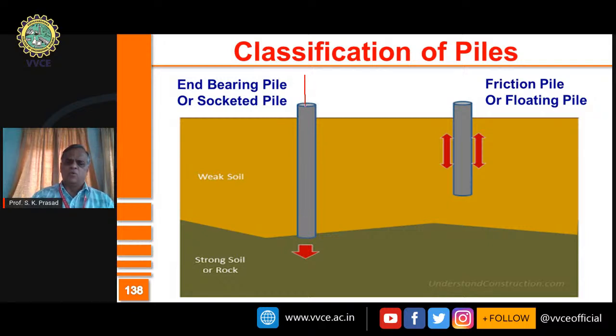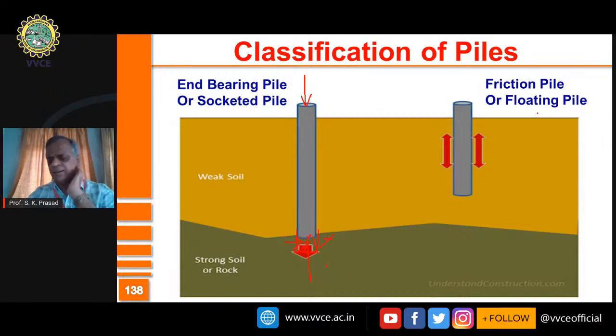So if there is some load which it has to carry, because there is not much friction between the soil and the pile in this weak soil, no resistance, and entire resistance comes at the base. So that is an end bearing pile. It is also called socketed pile because this pile is taken deep into hard soil, which looks like it is being socketed.